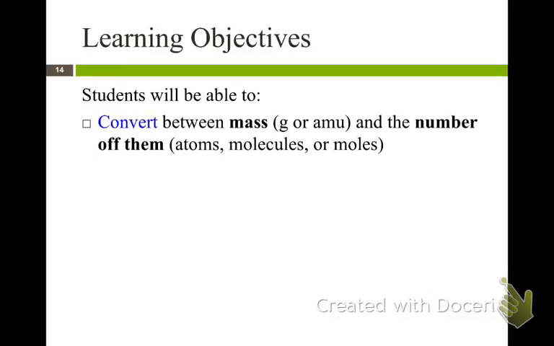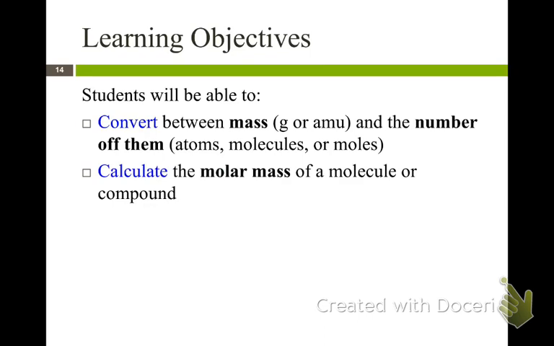In this video, we'll be addressing two learning objectives. By the end of this video, I want you to be able to convert between mass and the number of whatever it is we're looking at. And so the different units for that, we're going from grams or AMU to the number of atoms, the number of molecules, or the number of moles. And then the second component is to be able to calculate the molar mass of a molecule or a compound.